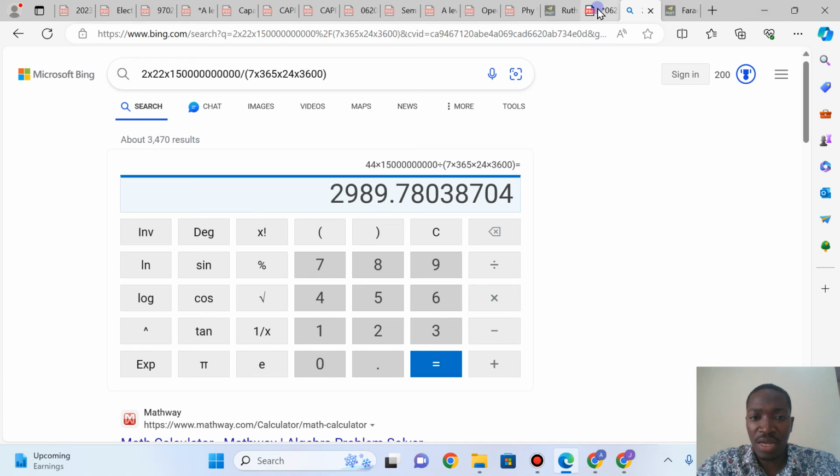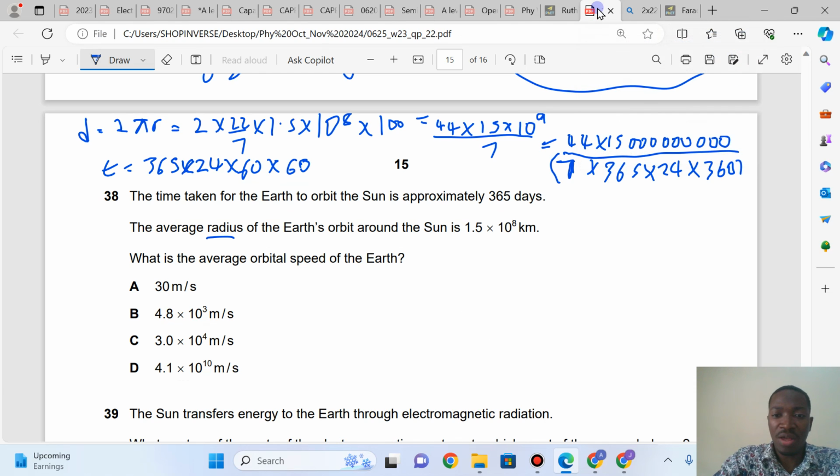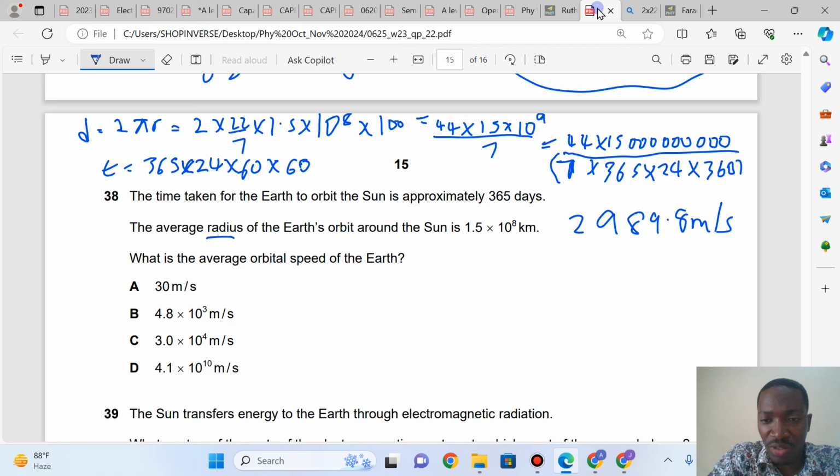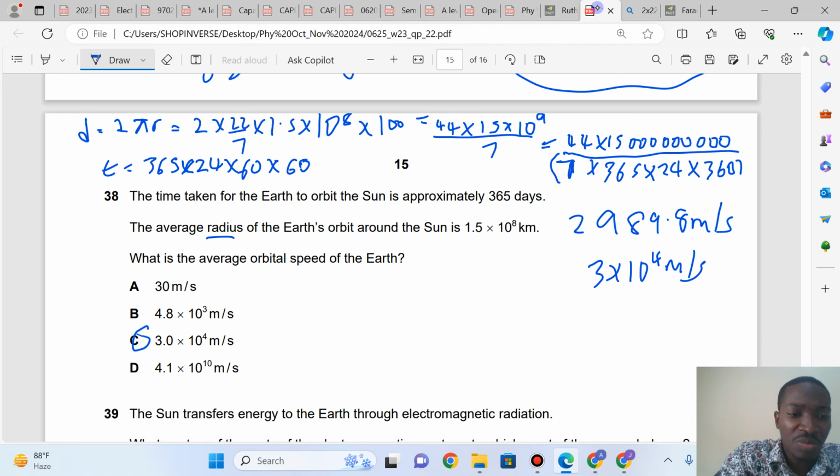2989.8 meters per second. Expressed in two significant figures, that will be 2.99, and two significant figures, that will be 3. That will be 3 times 10 to the power 4 meters per second. That makes option C the correct answer to question number 38.